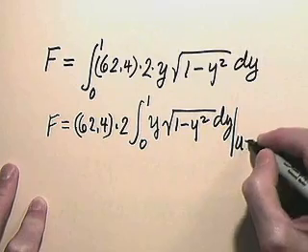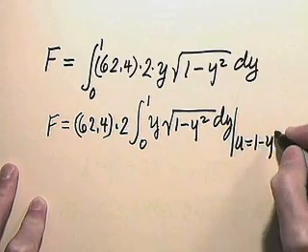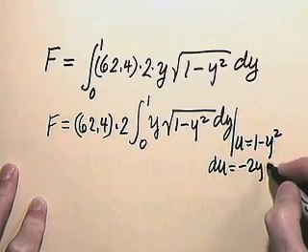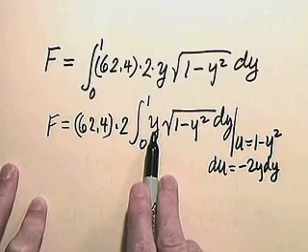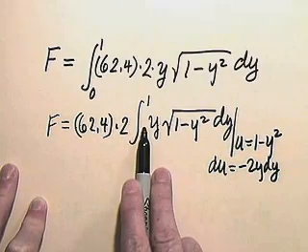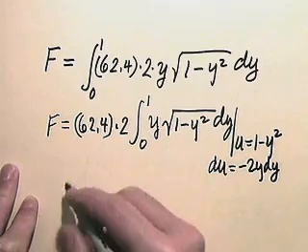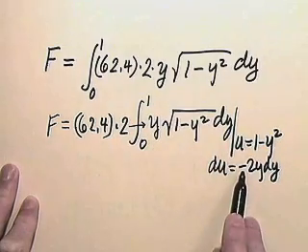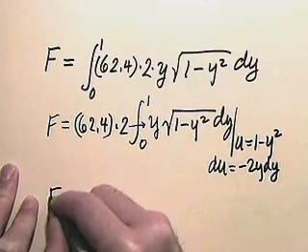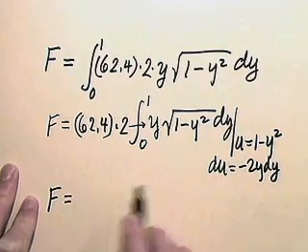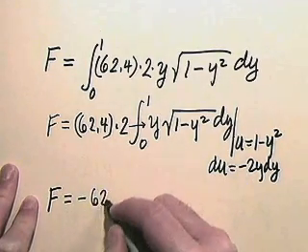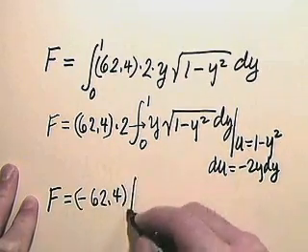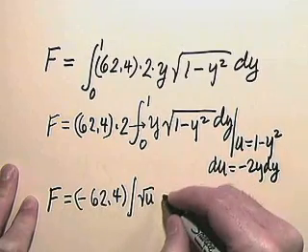We just substitute u equals 1 minus y squared. Then, of course, du is negative 2y dy. Here's our y. Well, here's a 2. Let's just pull it back inside the integral. And so if I pull this 2 back in, then 2y dy, all we need is the negative sign. So force then becomes the negative 62.4. The 2 has gone into the du, integral square root u du.